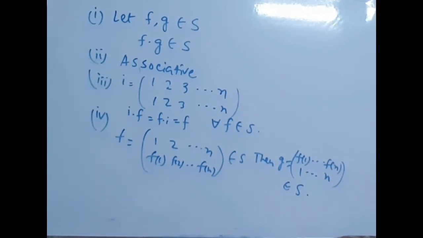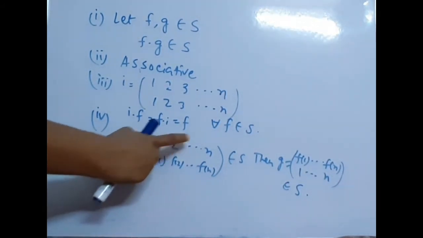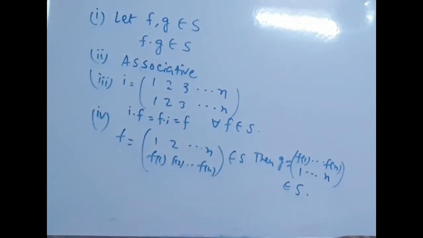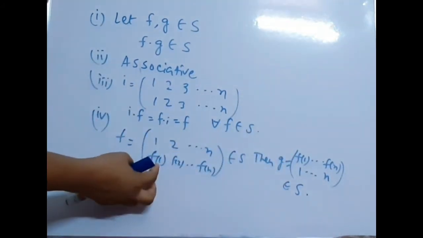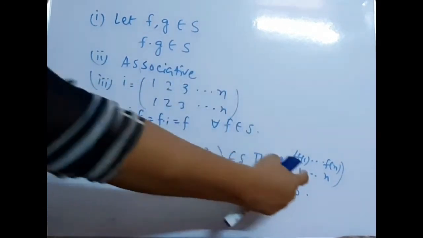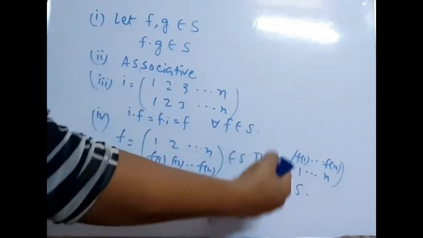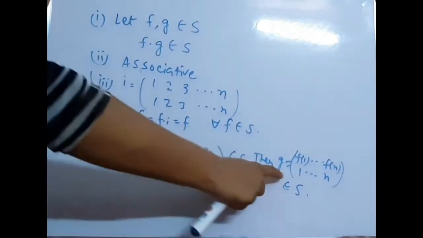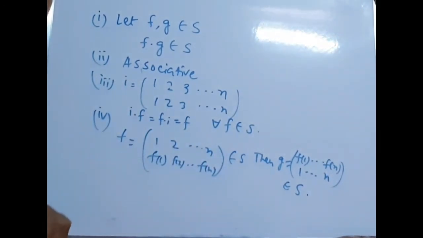Now the fourth condition, that is the inverse property. Let us consider a permutation f, that is 1 goes to f(1), 2 goes to f(2), and so on, which obviously belongs to S, as it is a permutation. Now if we consider g, that is f(1) goes to 1, f(2) goes to 2, and f(n) goes to n, this also belongs to S and g is called the inverse of f. So here the four conditions hold, and we say that S is a group with respect to multiplication.